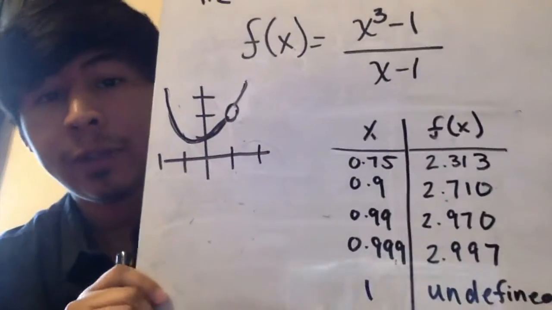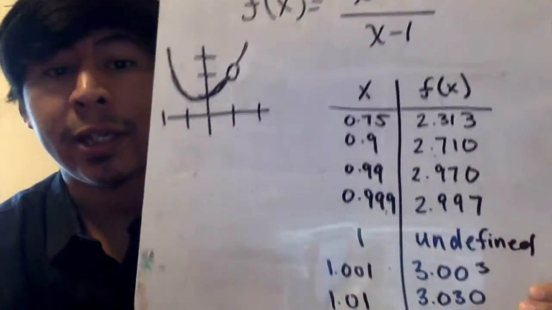Today I'm going to be talking about finding limits graphically and finding them numerically. This is section 1.2 of the textbook that I'm using as a guide.